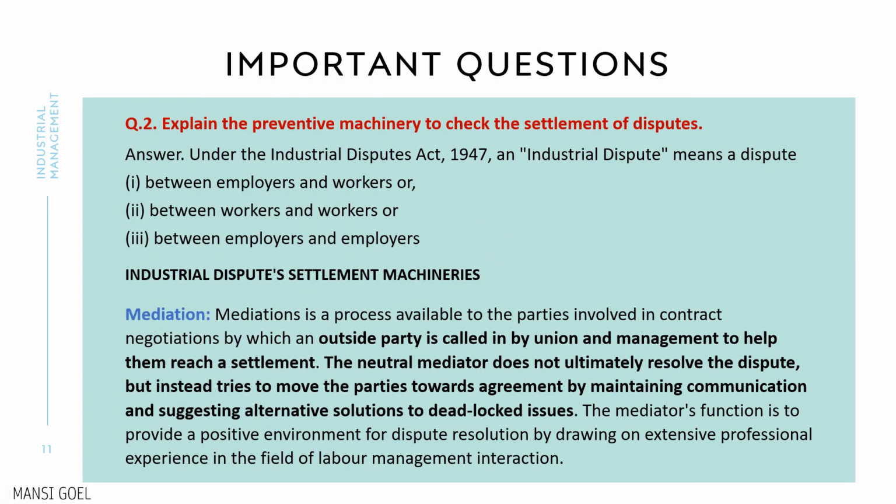Question. Explain the preventive machinery to check the settlement of disputes. Answer. Under the Industrial Disputes Act, 1947, an industrial dispute means a dispute 1. between employers and workers, or 2. between workers and workers, or 3. between employers and employers. Industrial dispute settlement machineries.